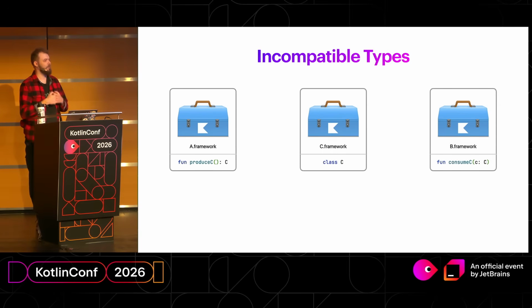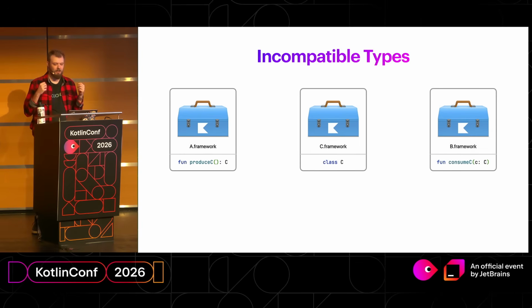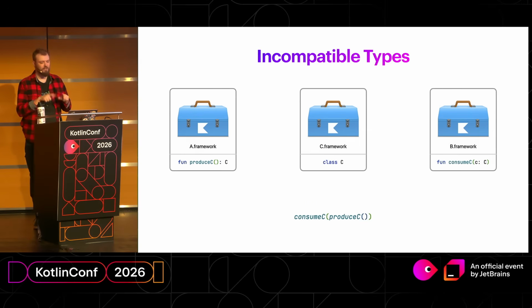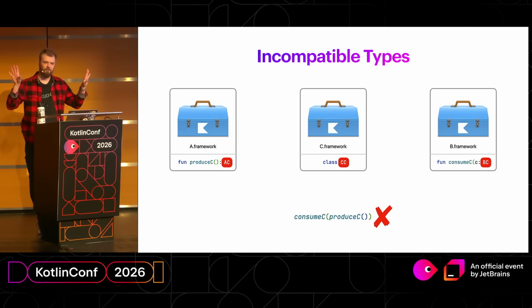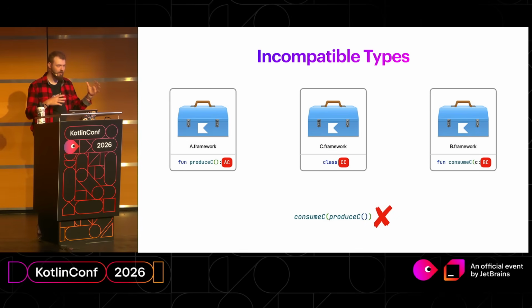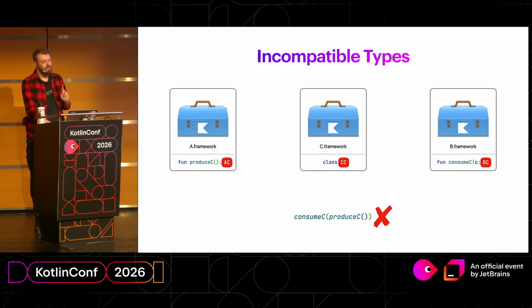Then we have the problem with incompatible types. Each of those frameworks, B and A, depend on our C framework, and the C framework is providing the class C. But we can't just do this. We can't call consume C produce C. The reason for that is that the C in A is actually AC, the C in B is actually BC, and vice versa, it's C squared for the C framework. So from the point of view of the native code, all of those are separate. They live in different memory. They can't be interused. So if you need your code to interact, it just won't be able to, unless you build some weird bridges, which is not recommended.